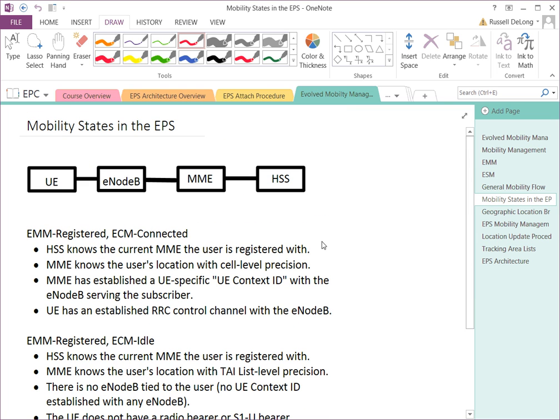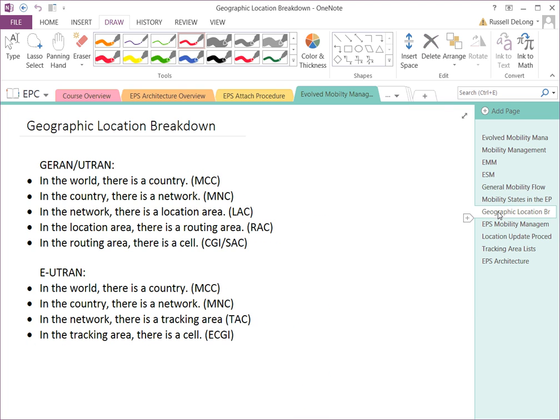All right. So we went over this. Here we go. So we've been talking so far about when the user's registered and when he isn't. When he's registered, and when we know about his cell, when we don't know about his cell, when we know about his tracking area or not. Well, here's how the location of a user is kind of broken down.